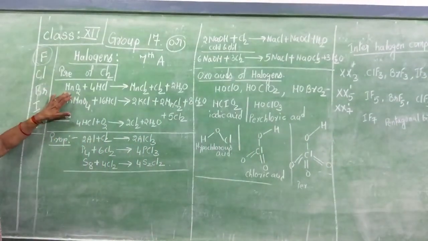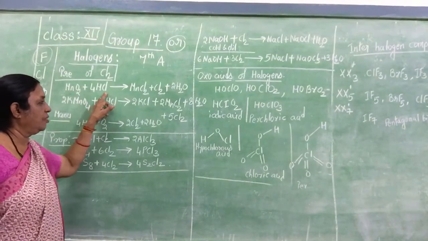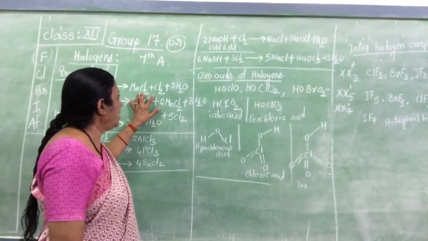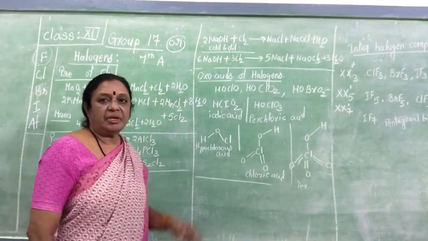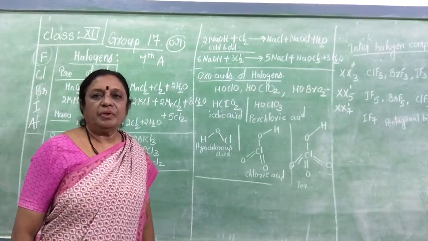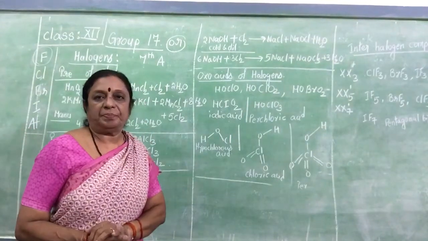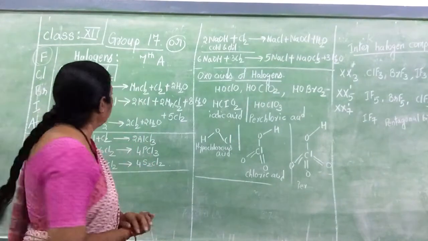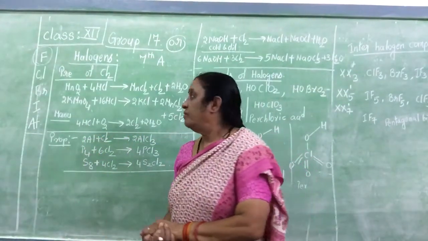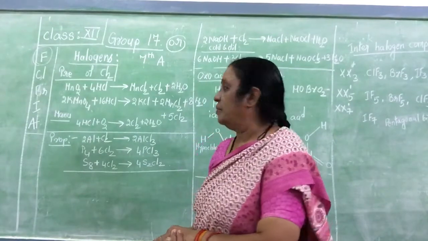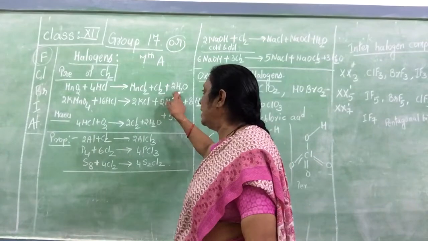Chlorine can be prepared by treating manganese dioxide with hydrochloric acid. We will have MnCl2 plus Cl2 plus H2O. What are we doing, children? Halogens topic, group 17 or 7A, preparation of chlorine. The first reaction is manganese dioxide. When it is treated with hydrochloric acid, we will have manganese chloride plus Cl2 plus H2O.